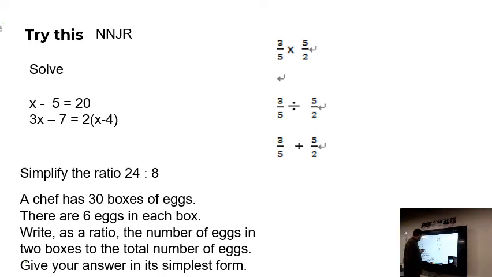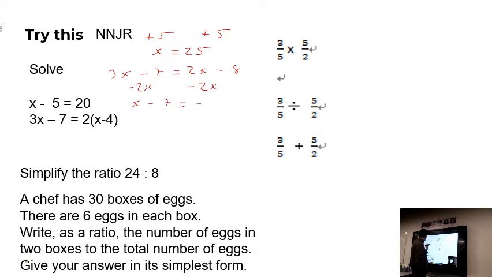Okay, so first equation, we can add 5 to both sides. So this will be x equal to 25. Second equation, we can expand the bracket. So we have 3x minus 7 is equal to 2x minus 8. Let's subtract 2x from both sides. So we have x minus 7 is equal to negative 8. Then we can add 7 to both sides, and we will have x equal to negative 1.